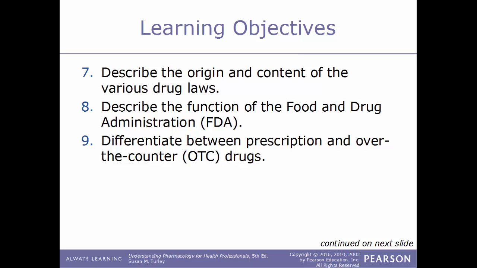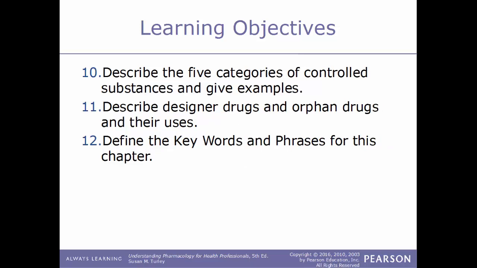Differentiate between prescription and over-the-counter drugs. Describe the 5 categories of controlled substances and give examples of each. Describe designer drugs and orphan drugs and their uses. And lastly, define the keywords and phrases for this chapter.